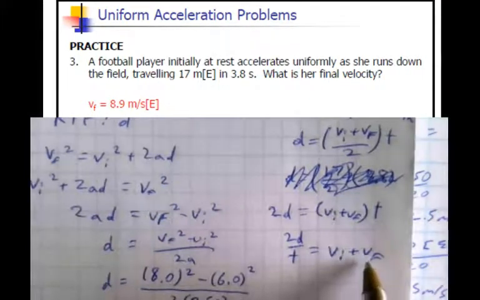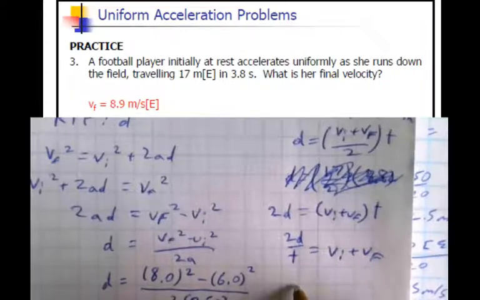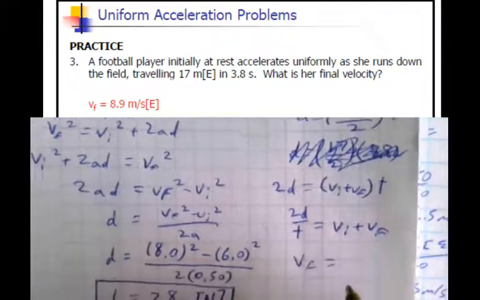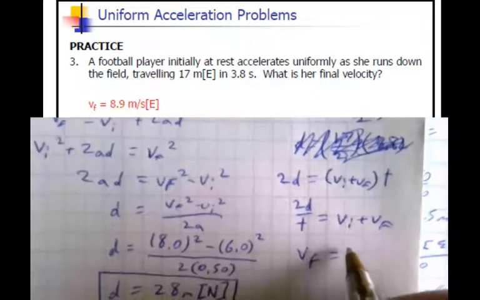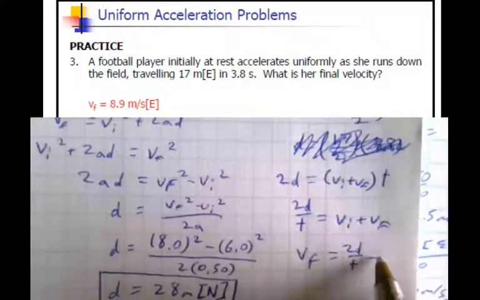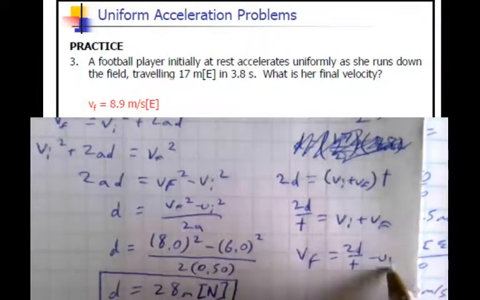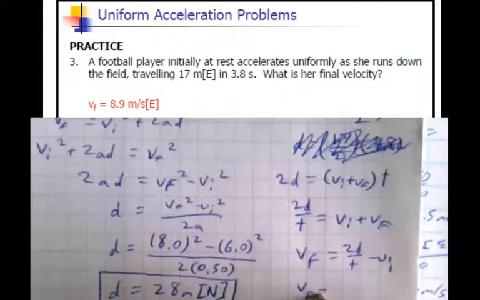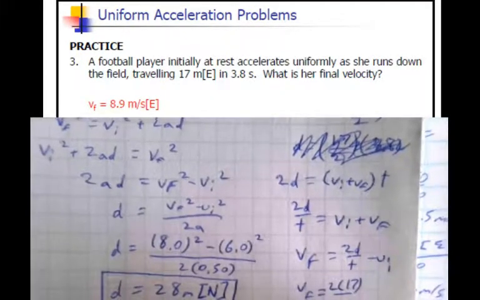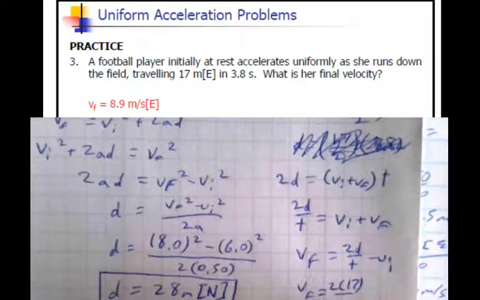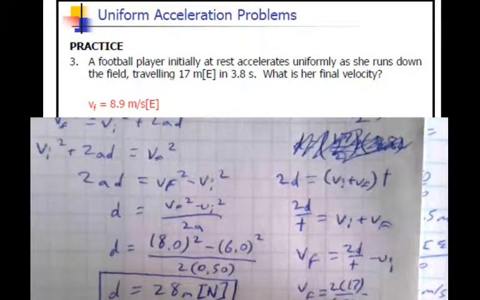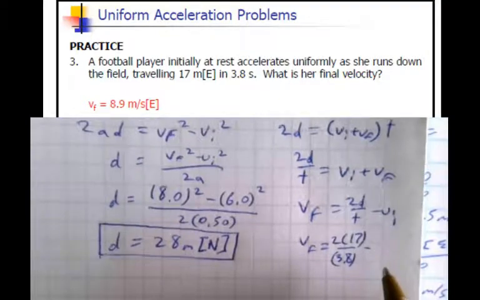Now to get the VF by itself, I have to move the VI to the other side. So this ends up being VF equals 2d over t minus vi. And now I can solve 2 times 17 over the time, which is 3.8, minus my velocity initially, which is 0.